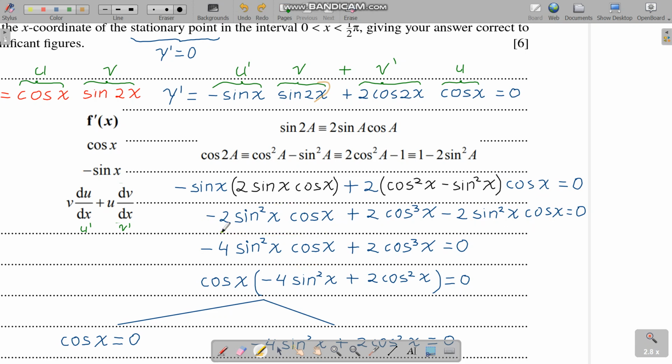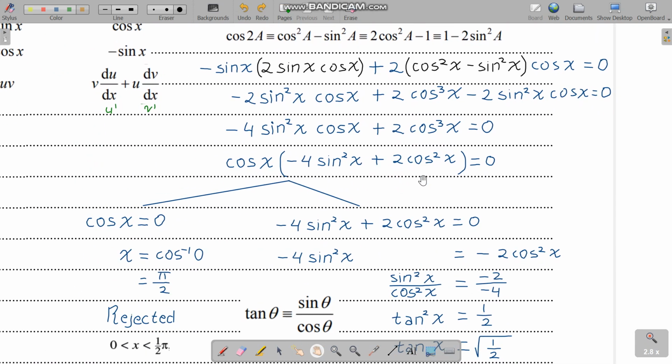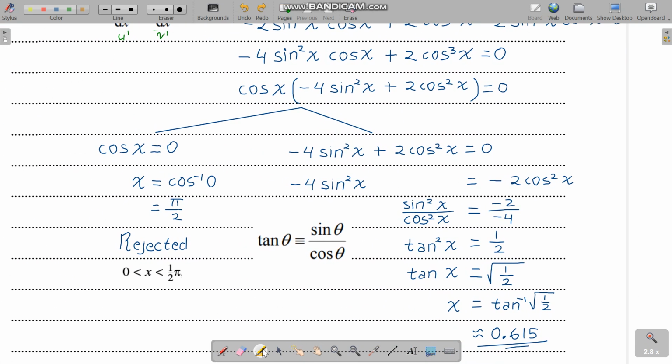We pull out the cos, we still have minus 4 sine squared, we still have 2 cos squared, and now we are solving cos x equals 0, which means the x is inverse cos 0, which is pi over 2. This is rejected because pi over 2 is not in the domain. And from here we can subtract 2 cos squared from both sides, divide both sides by minus 4, also divide both sides by cos squared.